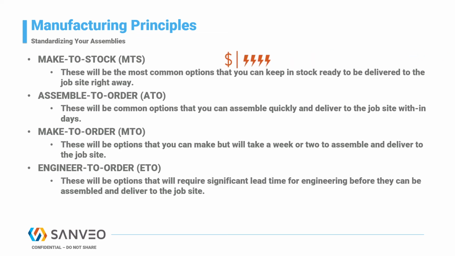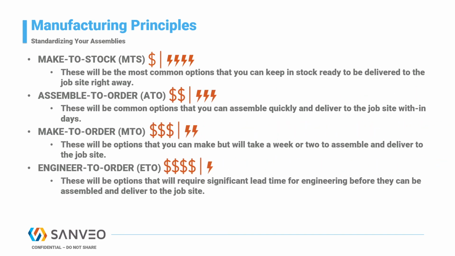The goal is to identify which level your assemblies are in. In the perfect world, we would only use make-to-stock assemblies. This would allow you to keep the most common assemblies in stock and ready to be delivered to the job site right away. But we know this is not possible due to the individual project demands. So we will still have assemblies that fall into the other principles.